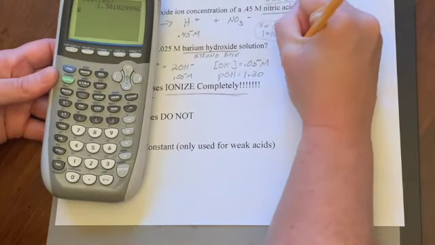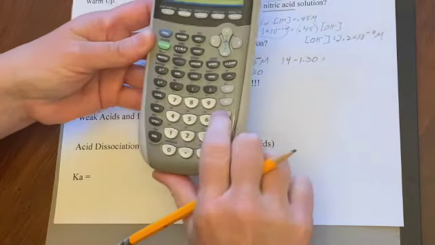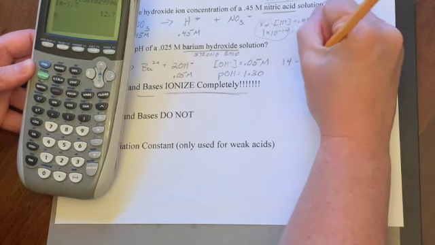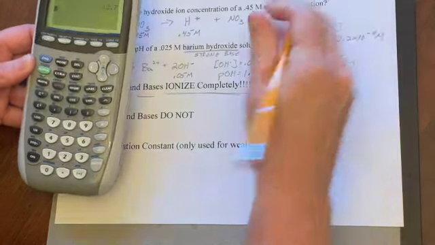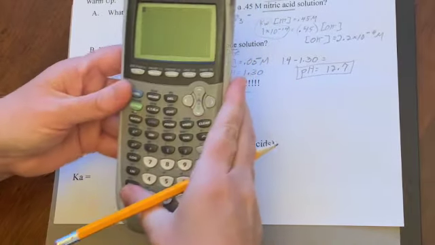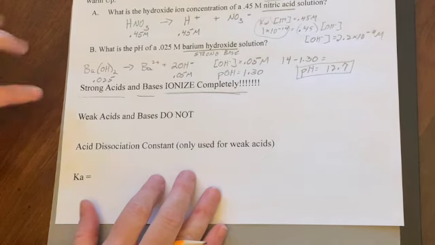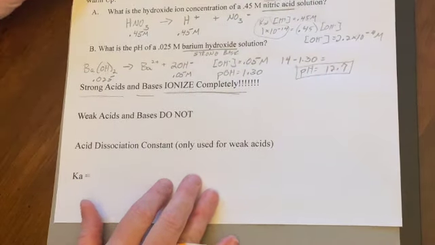Then I'm going to go 14 minus 1.30. 14 minus 1.3 is going to give me a pH of 12.7. Okay, so this is a great example of how we've used everything that we have learned so far. These two examples, A and B, both dealt with strong acids and bases.